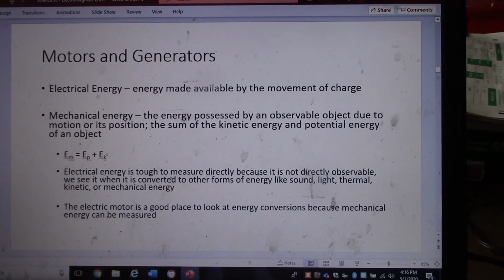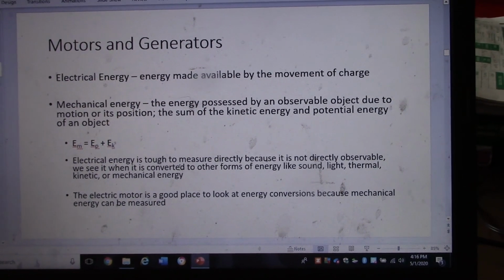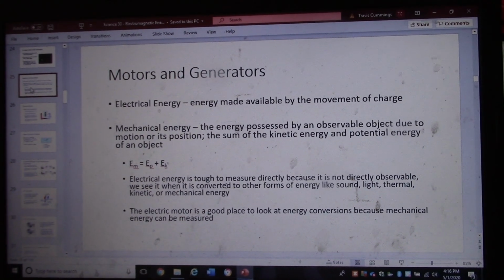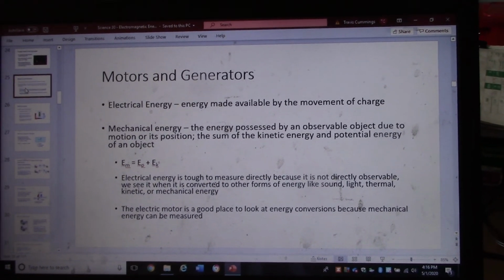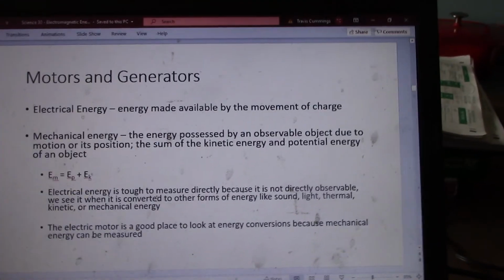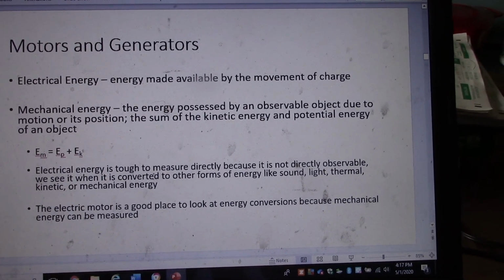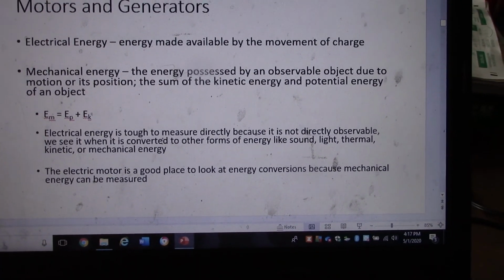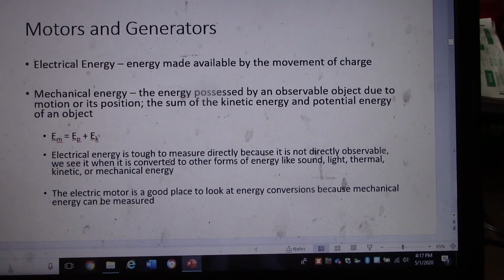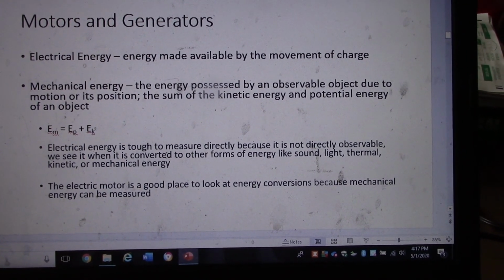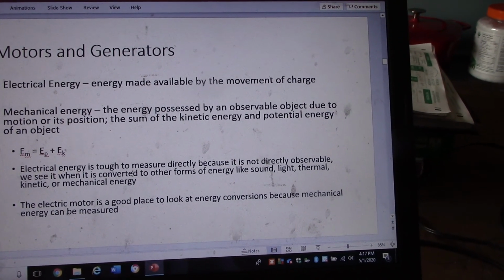So mechanical energy is kind of potential and kinetic energy with a point. If you think about an airplane, for example, an airplane not only possesses potential energy because it's been given energy to move away from the surface of the Earth against gravity, it's also flying at a relatively fast speed. So it has kinetic energy and potential energy. And the combination of those two are the mechanical energy, which provides the raw materials for it to fly. So the electric motor itself is a good place to look at energy conversions because we can measure mechanical energy with the amount of work in joules being done.